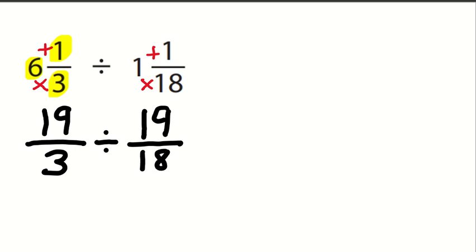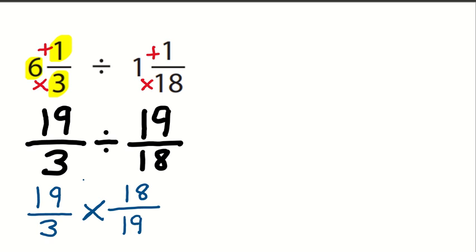Okay, now let's do our keep, change, flip. Yeah, that's the action. Everybody's going to know how we're dividing fractions. So we're going to keep this the same. We're going to keep 19 over 3 the same. We're going to change the sign. Switch it, change it, whatever, to multiplication. And then we're going to flip. We're going to go ahead and put our 18 up top. And we're going to put our 19 on the bottom.